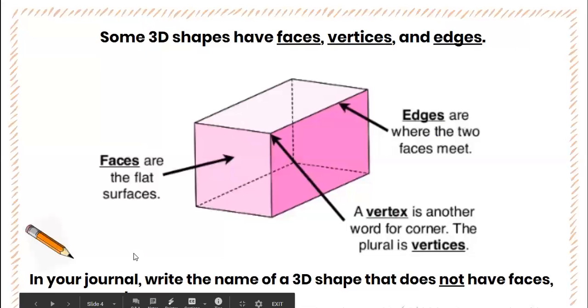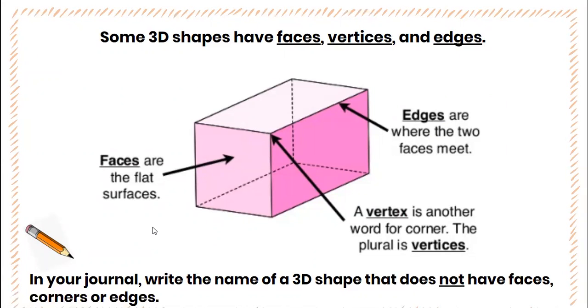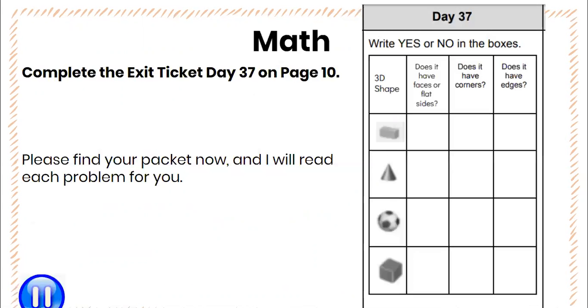Now, in your journal, write the name of a 3D shape that does not have faces, corners, or edges. Then you will complete the exit ticket for day 37 on page 10. Please pause the video and find your packet now. I can read each one out loud for you.